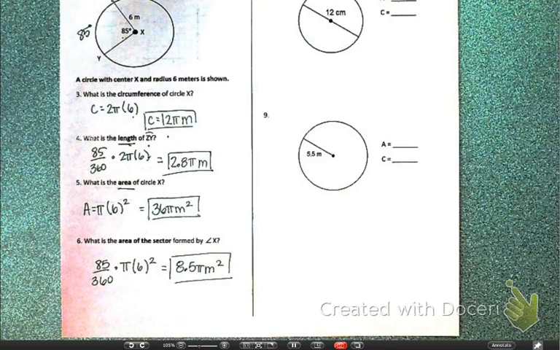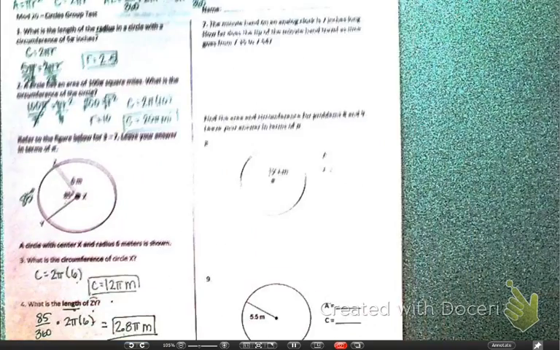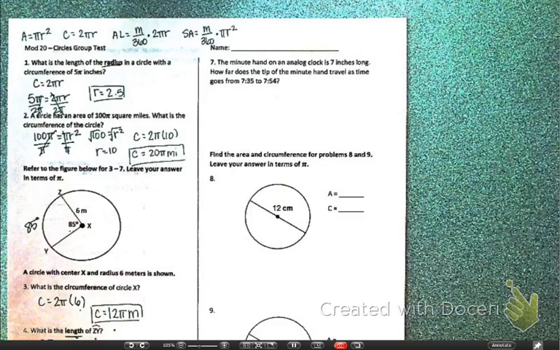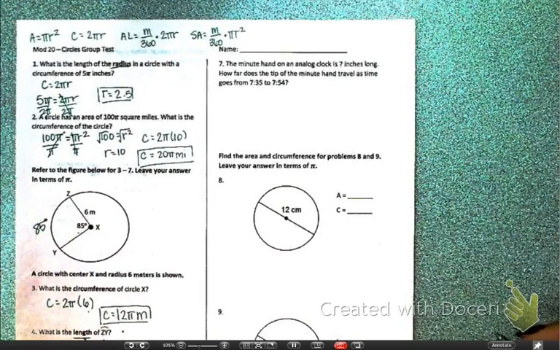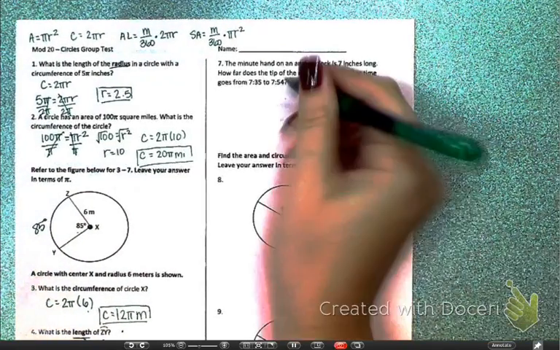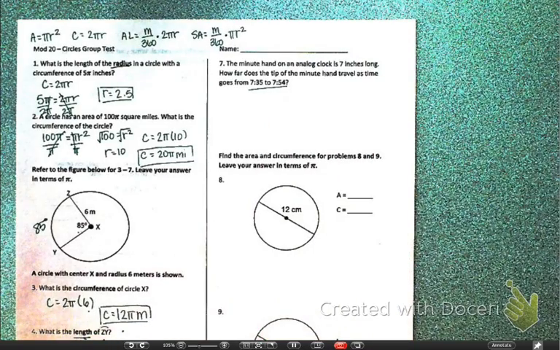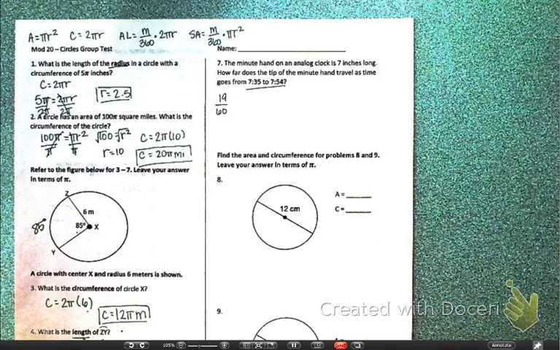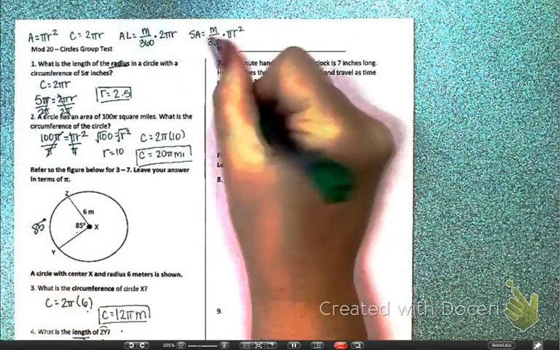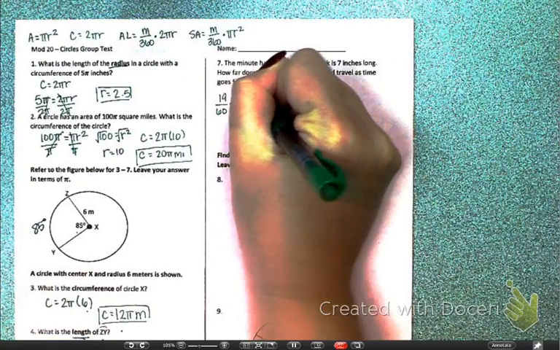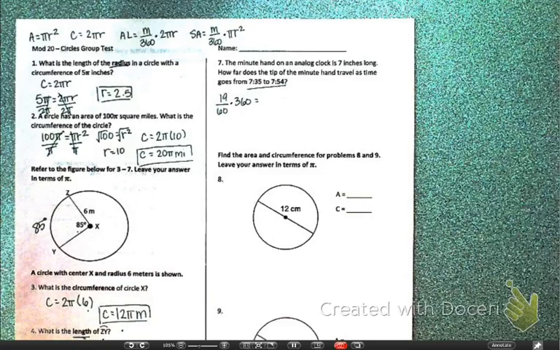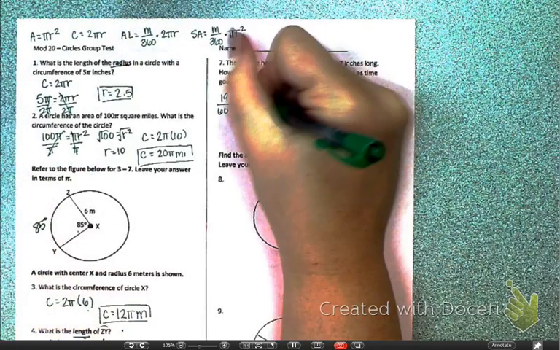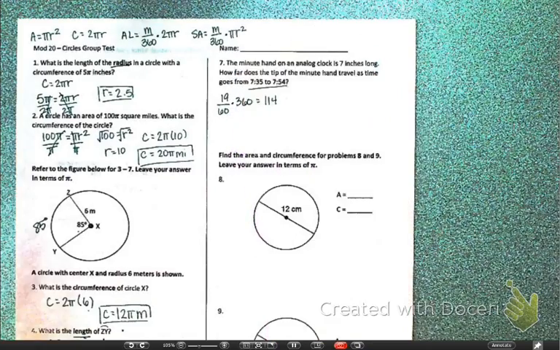Okay. All right. Number 7. What I noticed when we were doing this is people skipped a lot of steps. So there's 2 parts to this. The first part is we need to figure out how many minutes passed between 7:35 and 7:54. What's the difference in minutes? 19 minutes. Remember, it's 19 over 60 because there's 60 minutes in an hour, and we need to convert that to an angle measure. So times 360. So 19 divided by 60 times 360 gives you 114.